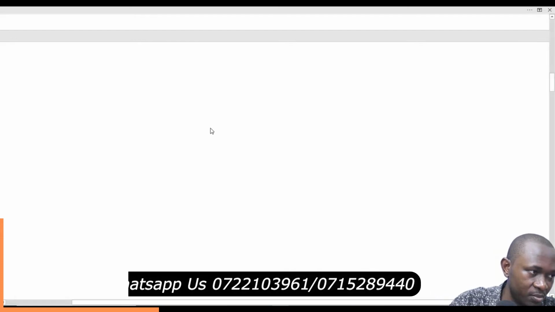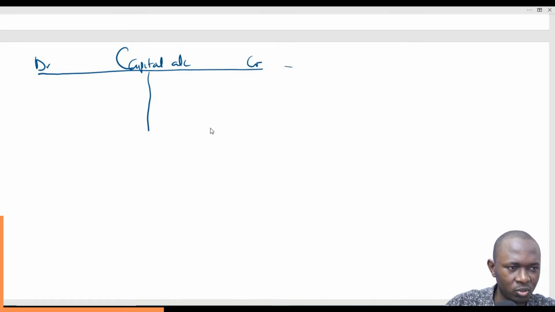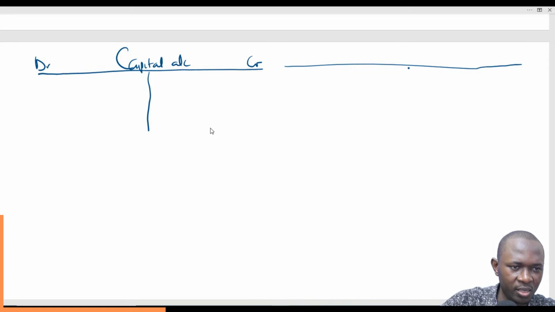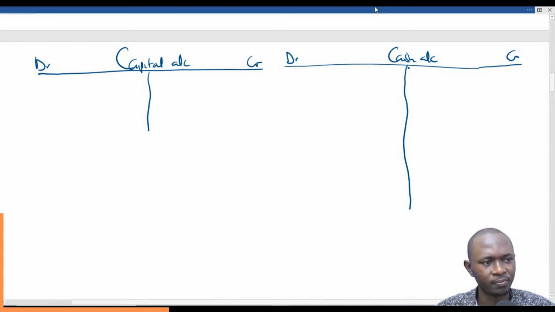So we simply come here. We are going to open ledger accounts. So we come here, open the first ledger account. This will be, let's call this capital account. Capital account will have both credit and debit. And then we'll also open another account here, which we are going to call the cash account, which will also have the credit side and the debit side.